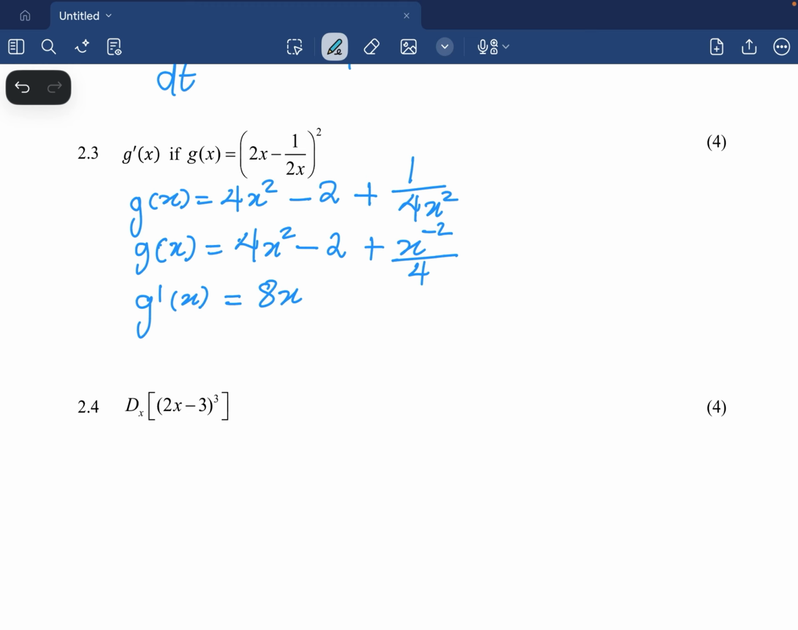This is going to be a negative 1 over 2. And then x to the power of, remember here in this instance, you are going to subtract 1 from the exponent. And this is going to be a minus 3. Right? So that is how we are going to differentiate this particular expression with respect to x.